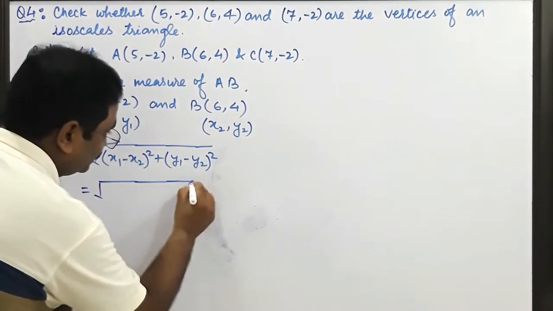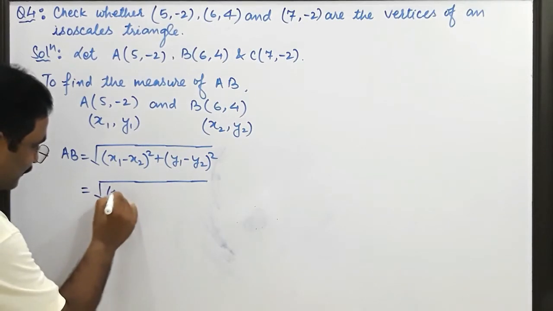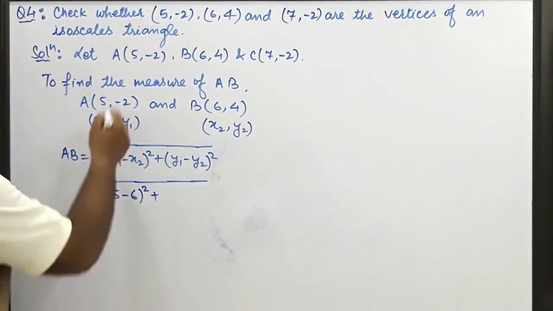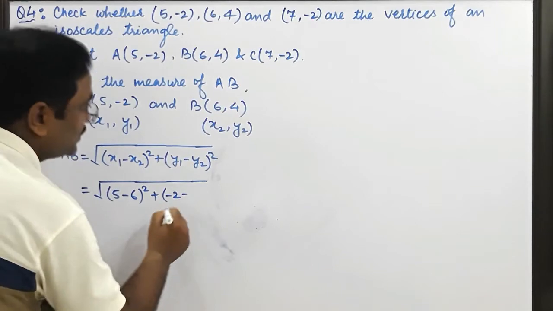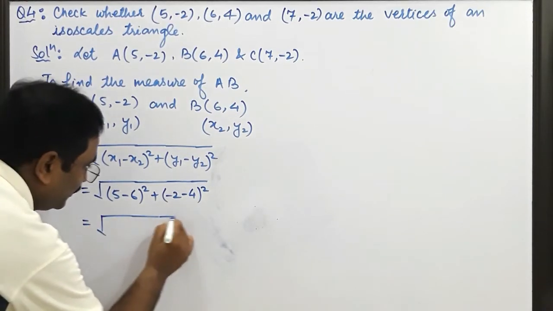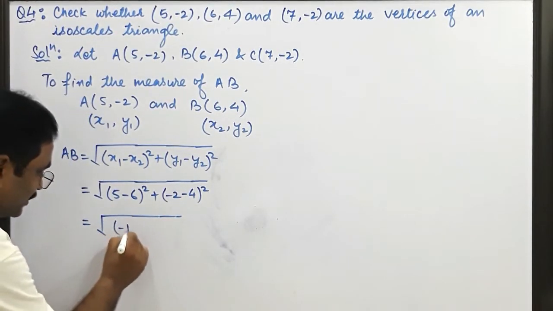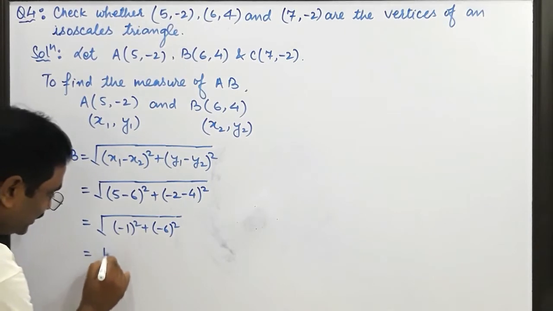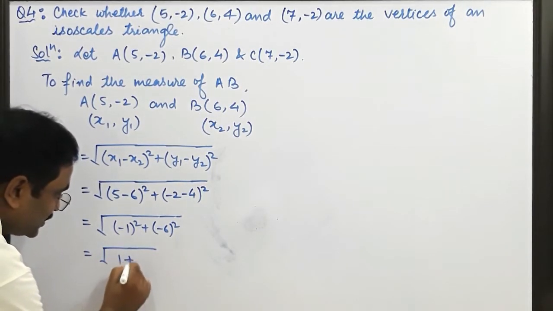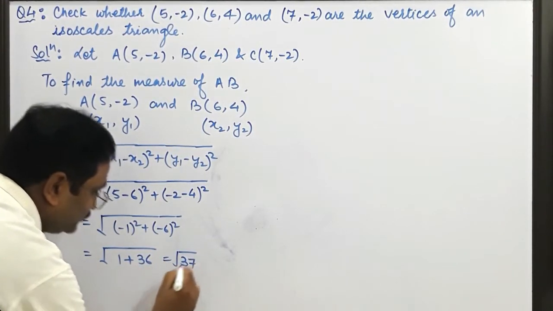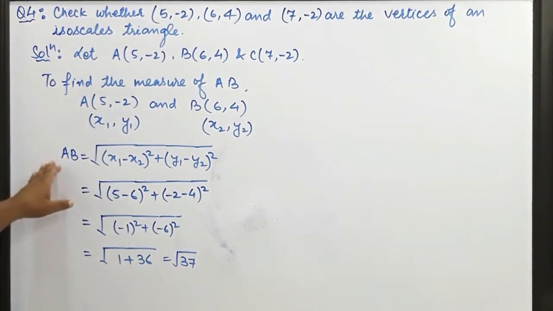So let us substitute the values and find the distance between the points A and B. Under root x1 is 5 minus x2 is 6 whole square plus y1 is -2 minus y2 is 4 whole square. Therefore 5 minus 6 is -1 whole square, -2 minus 4 is -6 whole square. Therefore we get square of -1 is 1 plus square of 6 is 36. So we got the measure of AB as under root 37. After getting the measure of AB as root 37, let us find the measure of BC also.